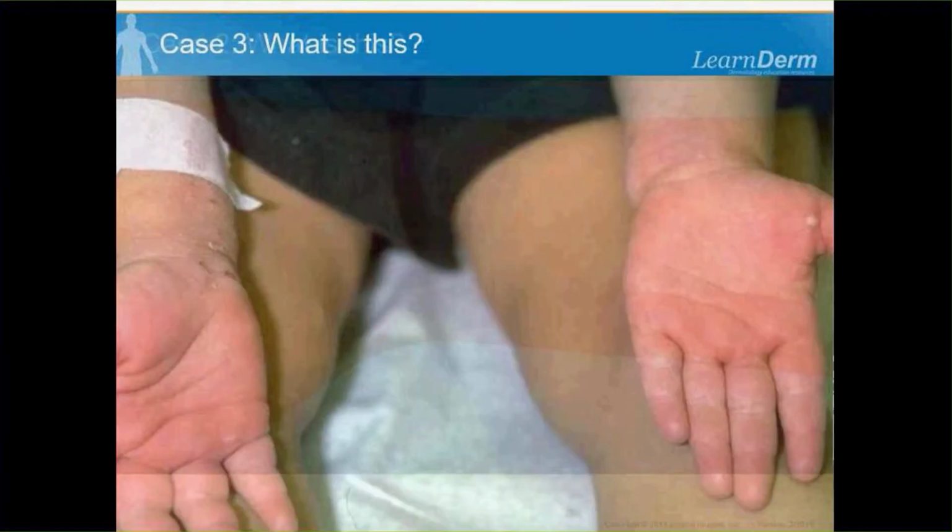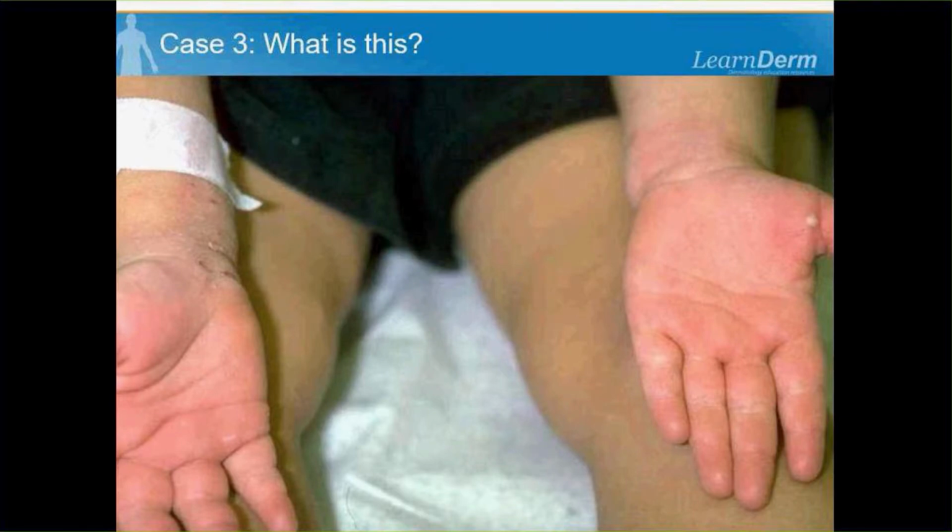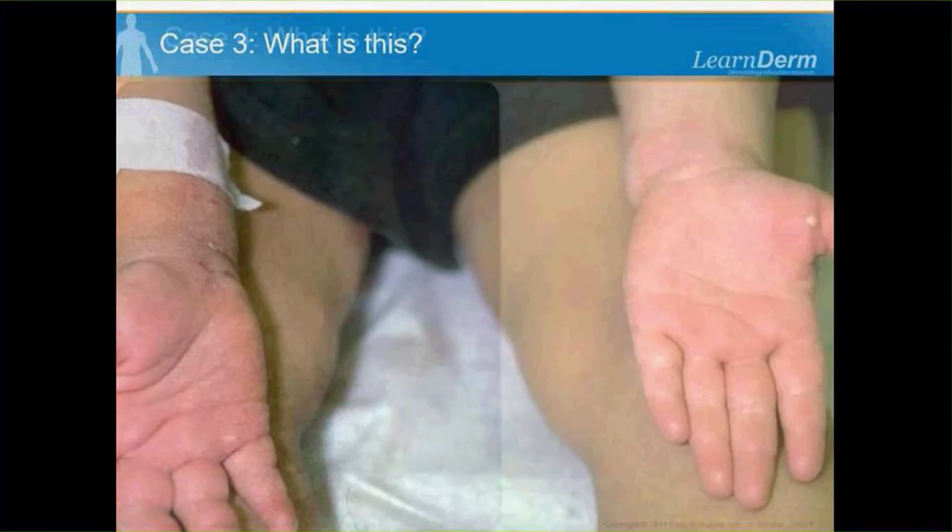So that's case two. Case three, also a young person, bilateral erythema of the palms. At the right wrist, you can see scaly plaques, a little bit of bloody crust right at the proximal palm. On the right hand, at the base of the left thumb, you see a big pustule. So in this patient, it's case three.